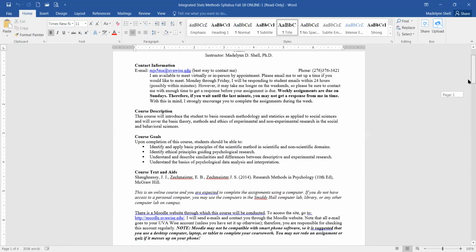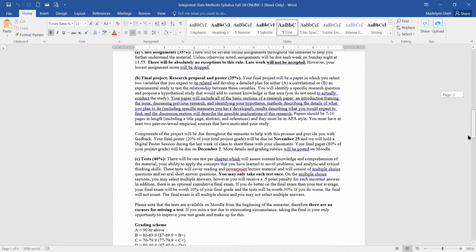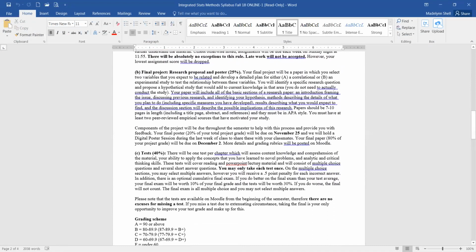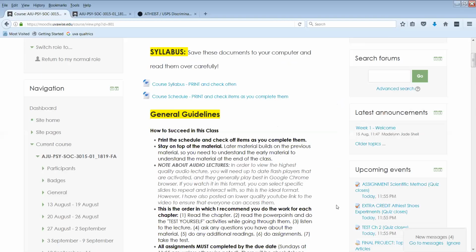Okay. So this is our syllabus, and the description of your final project is down here on the second page of our syllabus. So start by reviewing this description to get an overall idea of the project. The general idea is that you're going to select two variables in the social sciences that you expect to be related. You're going to propose a hypothetical study and write up a paper as if you've conducted the study. You do not actually have to conduct it. This is all hypothetical.